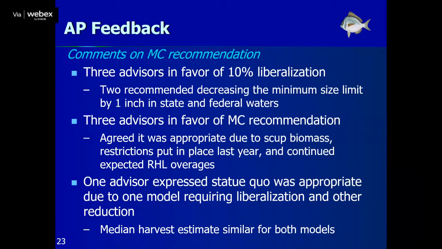3 other advisors spoke in favor of the status quo recommendation, and they agreed it was appropriate given scup biomass, the restrictions implemented during this fishing year, and the continued expected recreational harvest limit overages. One advisor also noted that given one model results in a 10% liberalization and the other in a 10% reduction, status quo might be the most appropriate recommendation. He also noted that both model median results seem to be comparable, and the 2023 RHL is just barely within the lower bounds of the confidence interval of that RFDM.